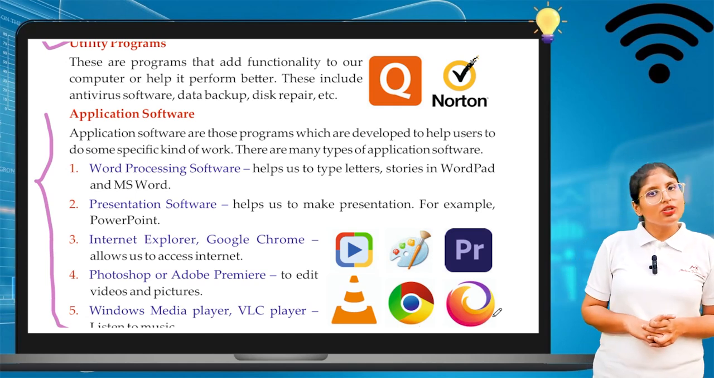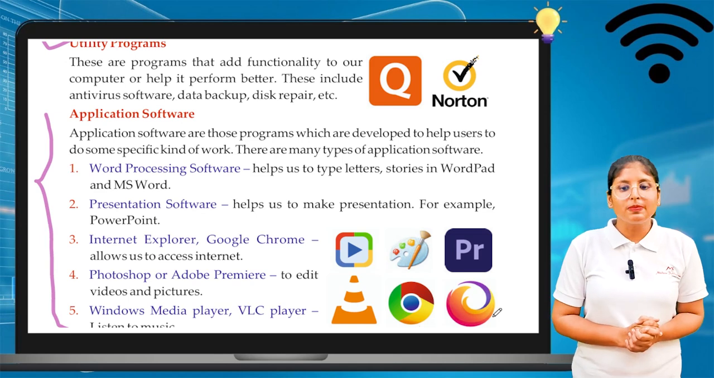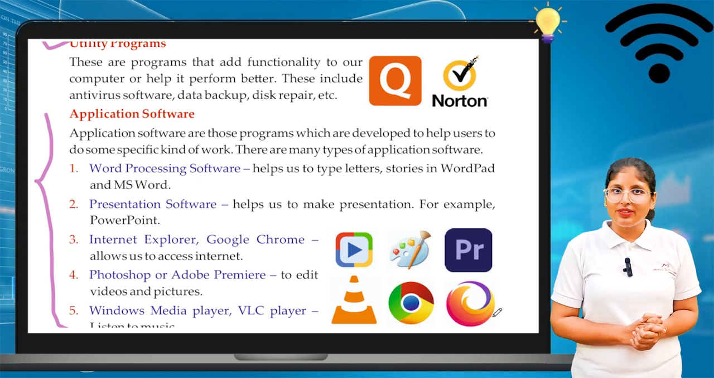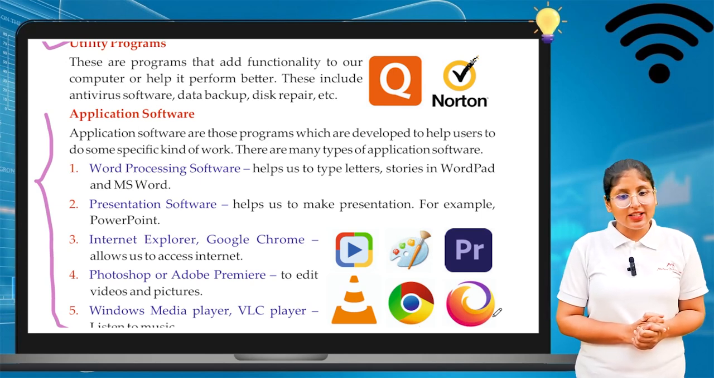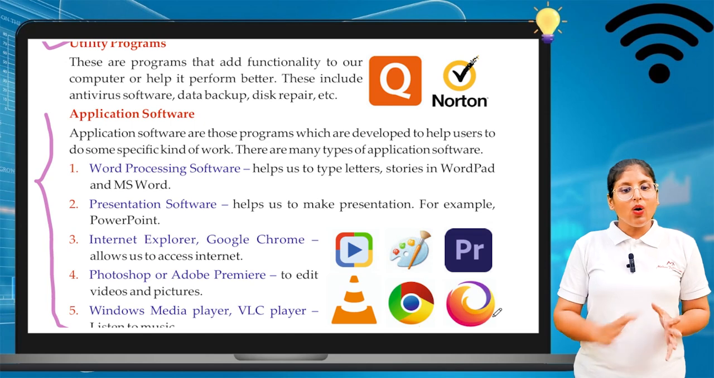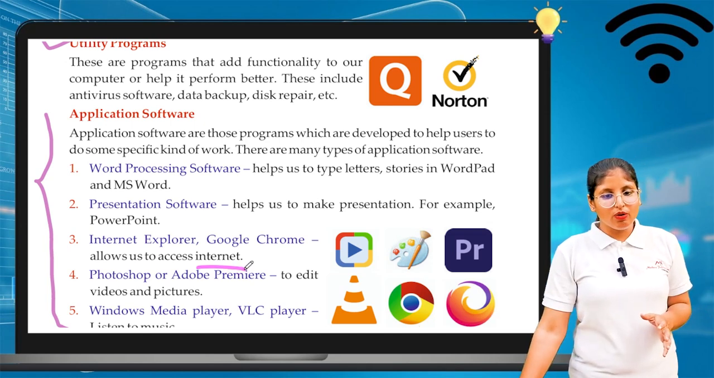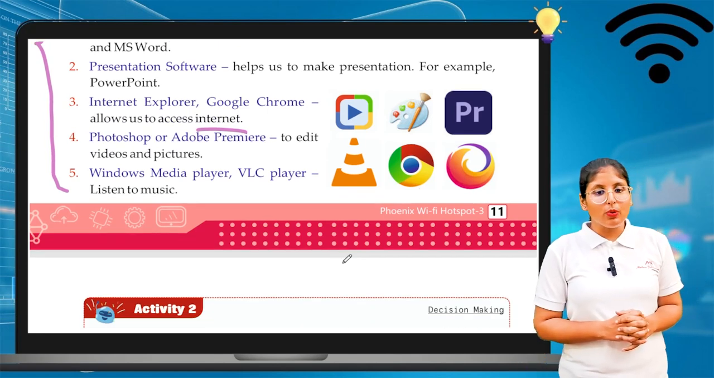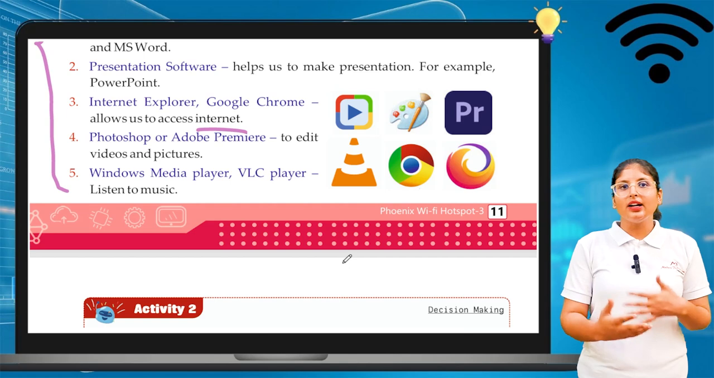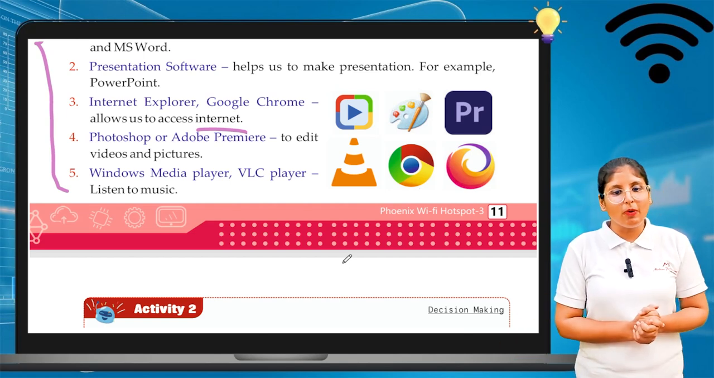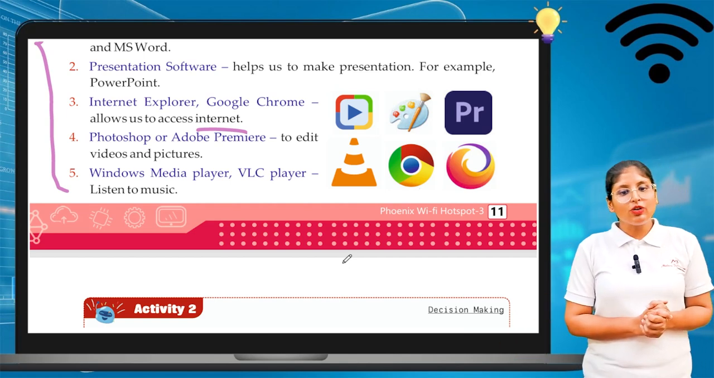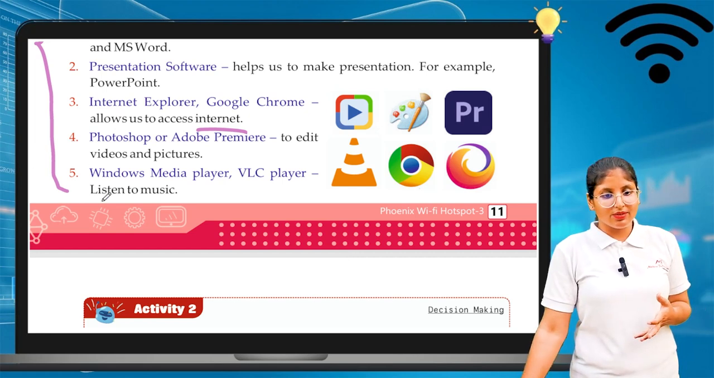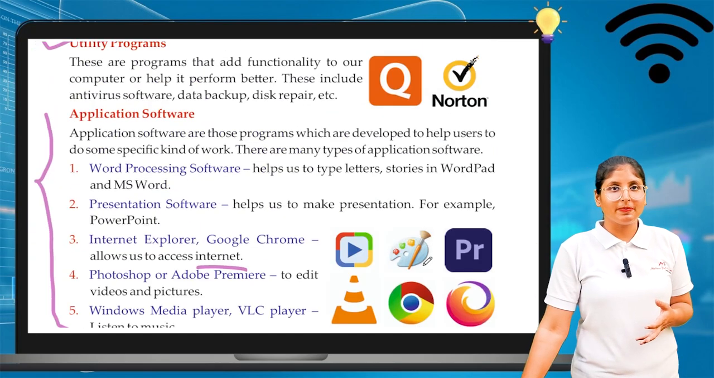Next is presentation software, which helps us to make presentations, for example, PowerPoint. Next is Internet Explorer or Google Chrome, which allow us to access the internet. Now Photoshop or Adobe Premiere to edit videos and pictures. If you want to edit your pictures and videos, you can use Photoshop or Adobe Premiere. Next is Windows Media Player, that is VLC player. It is used to listen to music. So these are some software that we can use.